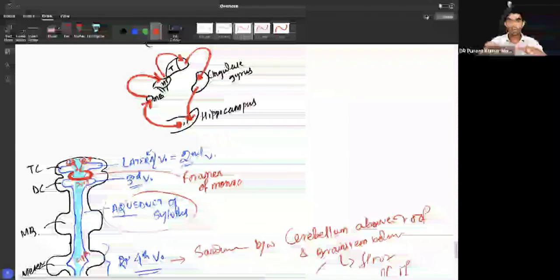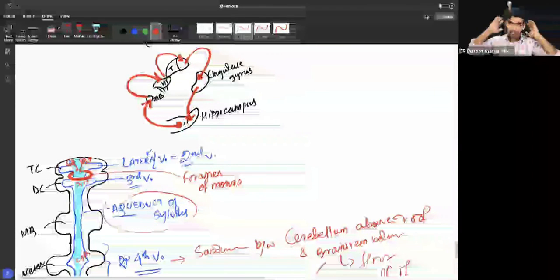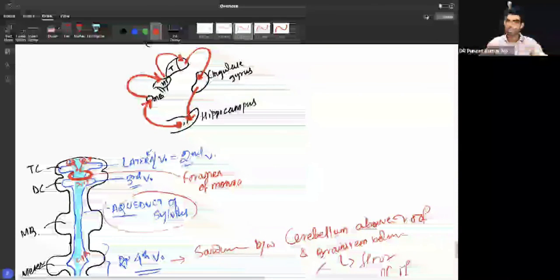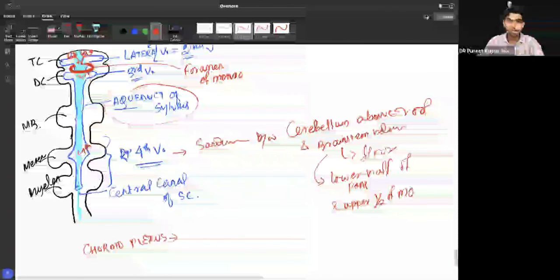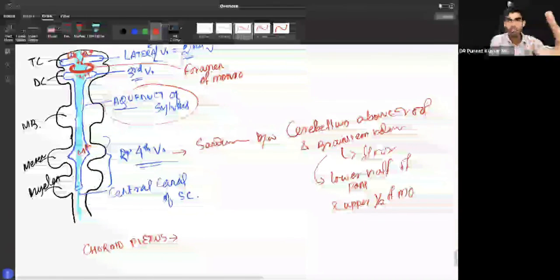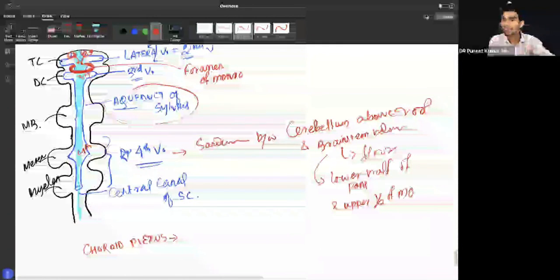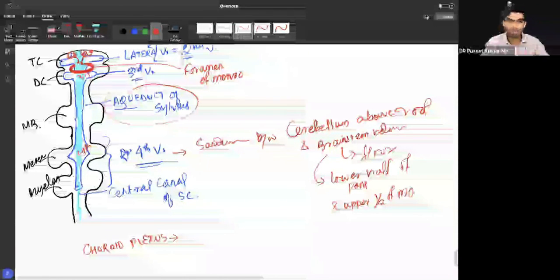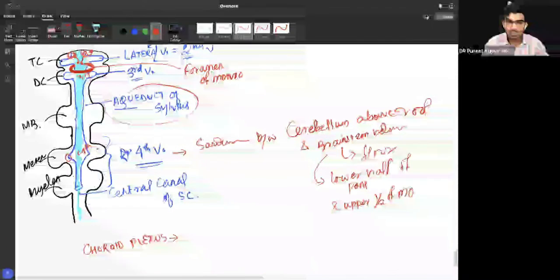Okay. Now, on the roof of the fourth ventricle is your cerebellum. And on the roof of the fourth ventricle, there are three openings. Look, this is the roof. I have removed the cerebellum. You are looking from the dorsum of the body. So you are viewing the fourth ventricle.